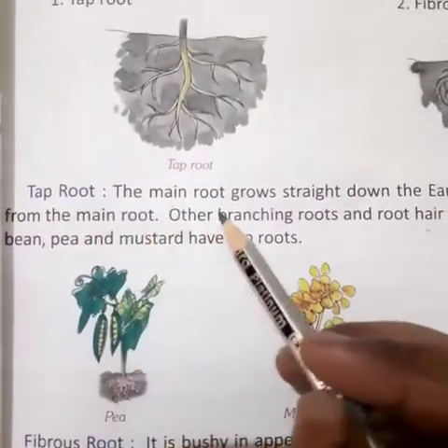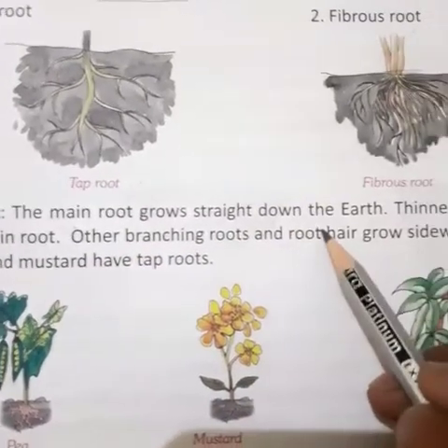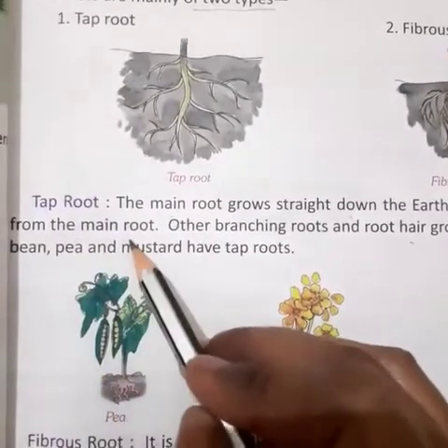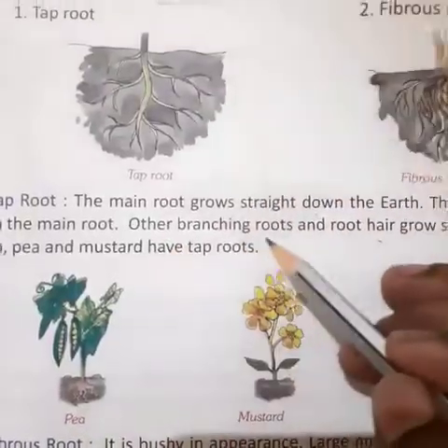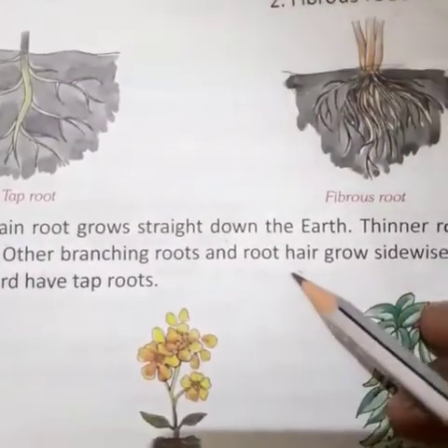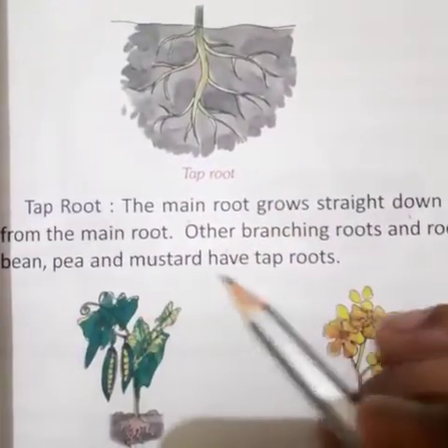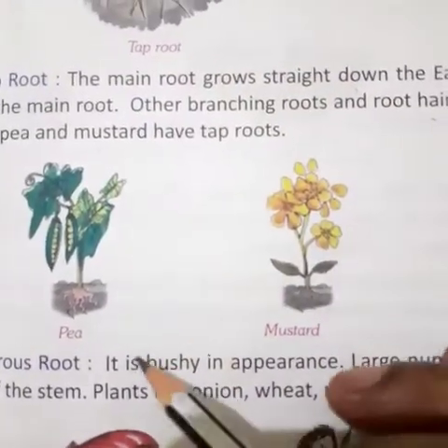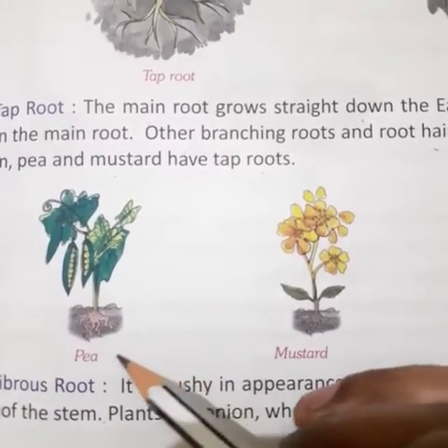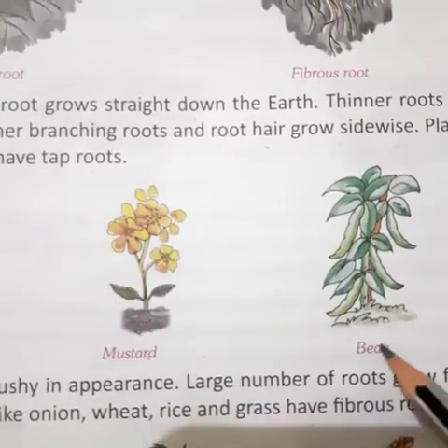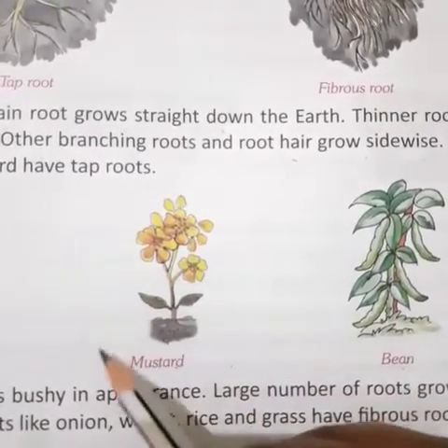Taproot: the main root grows straight down into the earth. Thinner roots branch from the main root. Other branching roots and root hair grow sideways. Plants like bean, pea and mustard have taproot. Here are some pictures of examples of taproot: pea, mustard, bean.